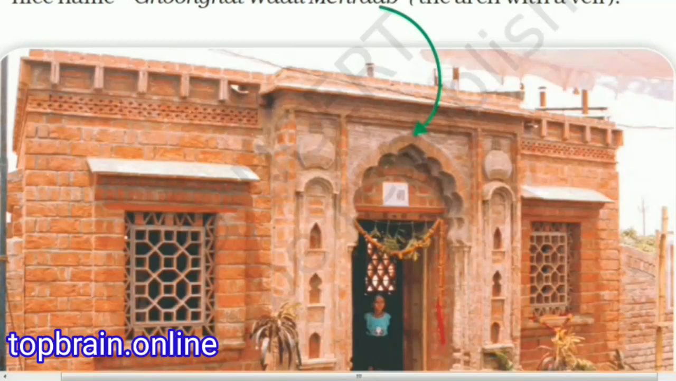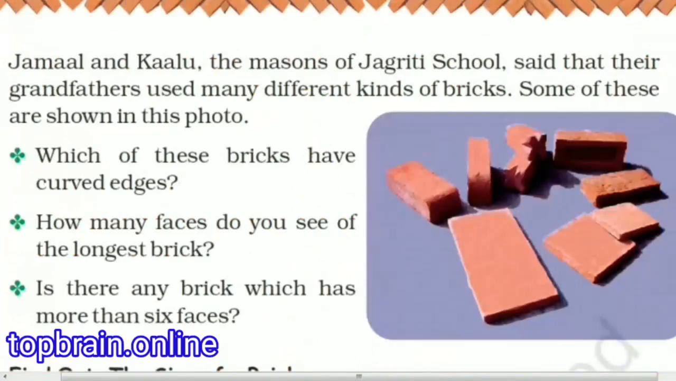Now come to the next part. There are different types of bricks. This type of bricks you will generally find in old buildings. So observe this picture and try to find out. See, the corner of this brick is a smooth corner. This is a flat brick. Its height is short.